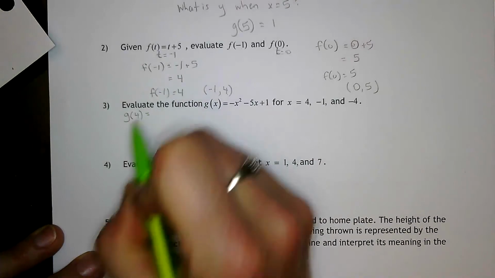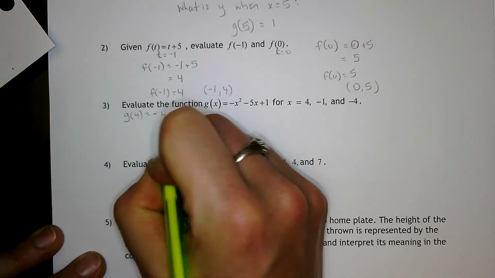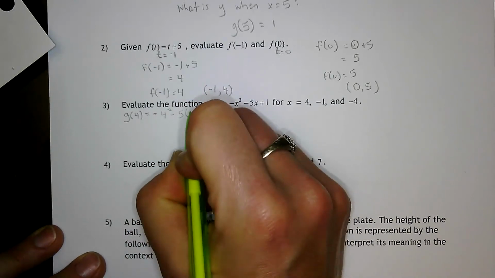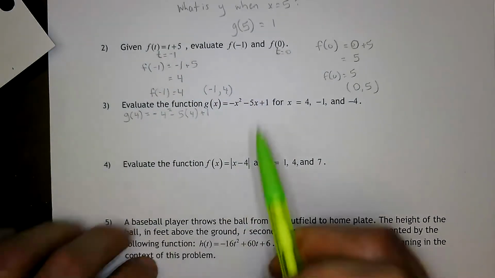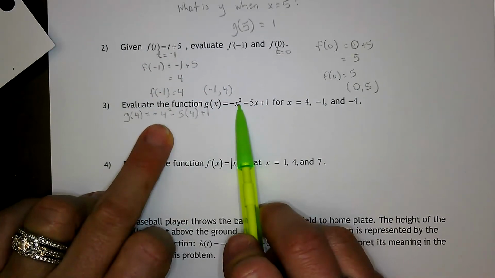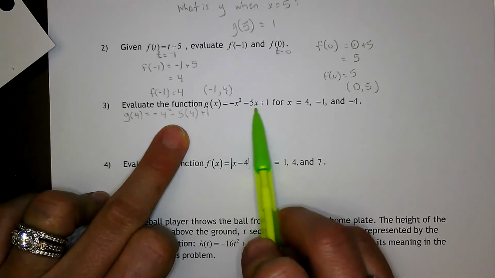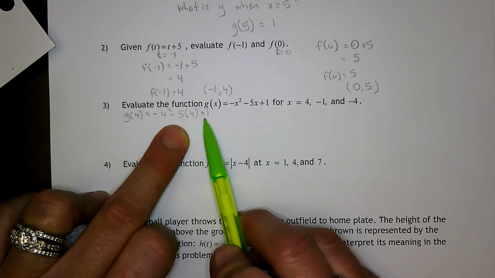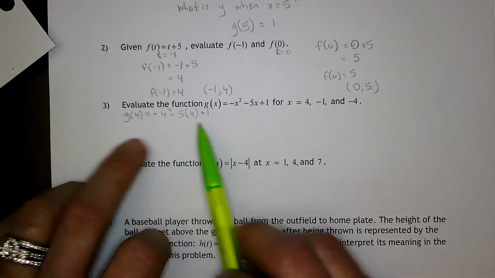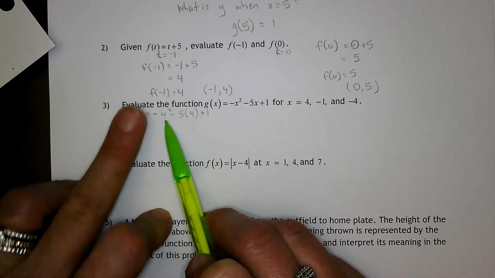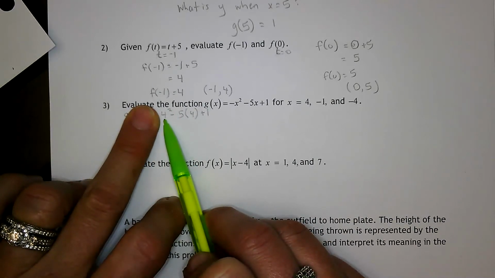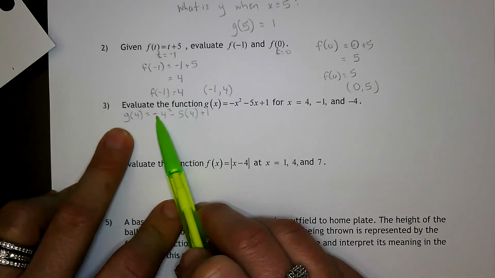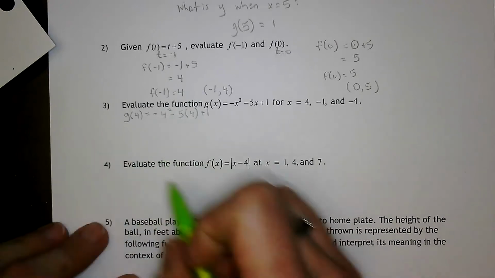So g of 4 is equal to negative 4 squared minus 5 times 4 plus 1. So I've substituted 4 in for x here, and minus 5x means 5 times x, so I indicated it that way, plus 1. Now we have to be careful right here. This x is being squared first before we make it negative. So we have to be super, super careful.